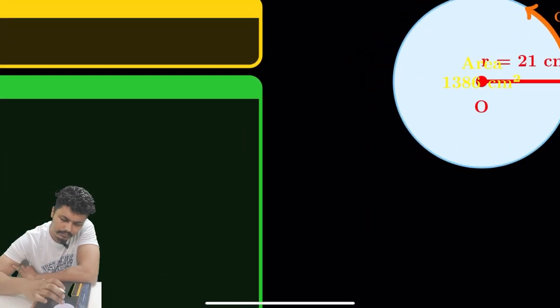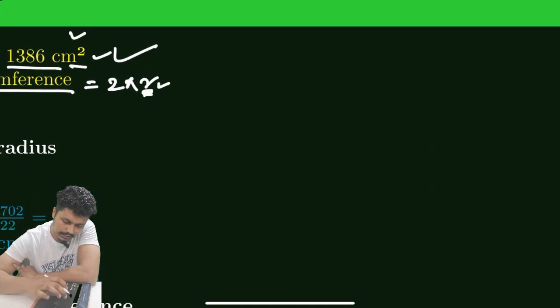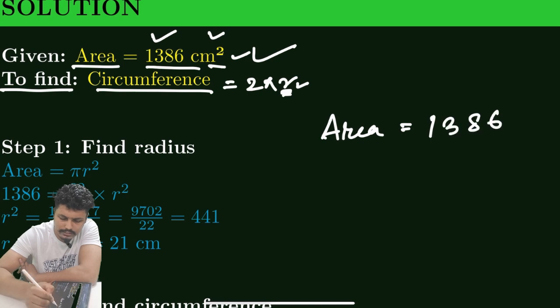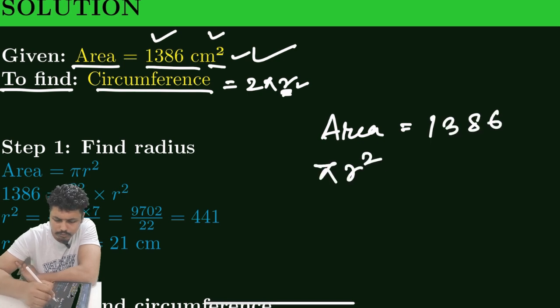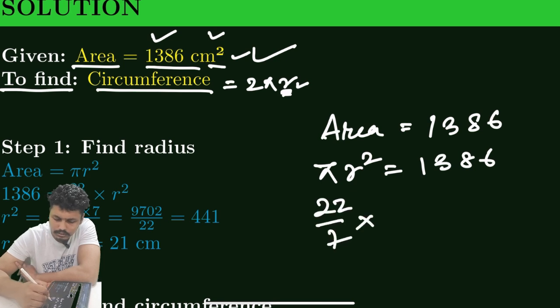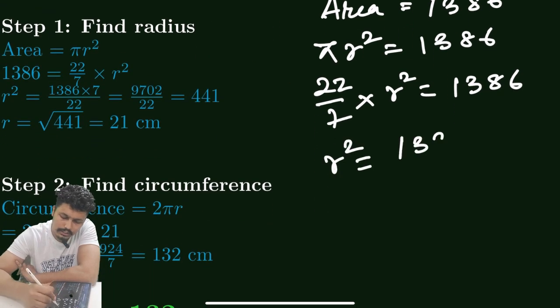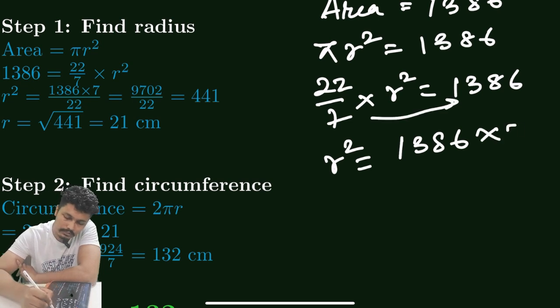I've drawn a proper circle also. Now I need to find out radius from area. Area is equal to 1386. Area is pi r square, formula. 1386 equals pi, which is 22 by 7, into r square. So r square equal to 1386. Okay, so 7 will go upside and 22 will go downside.